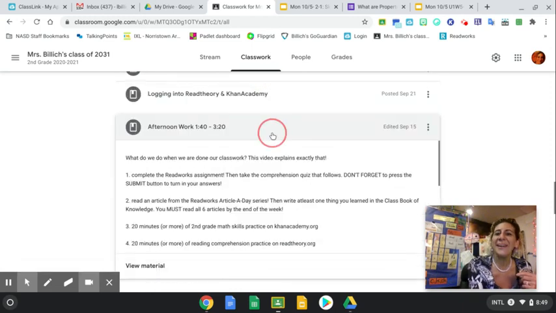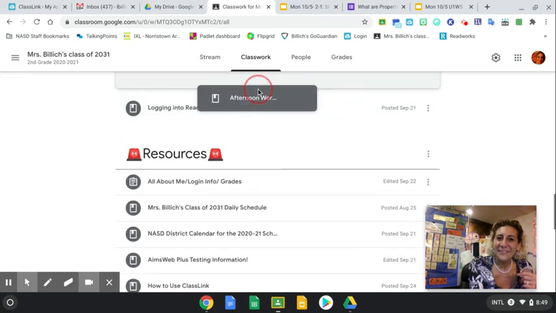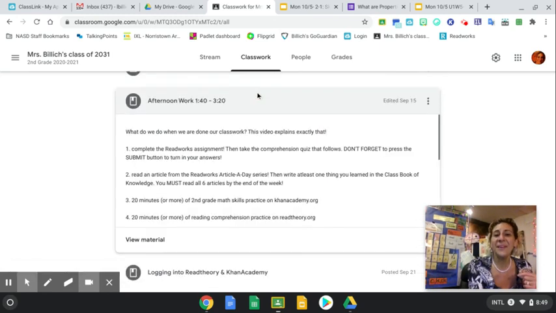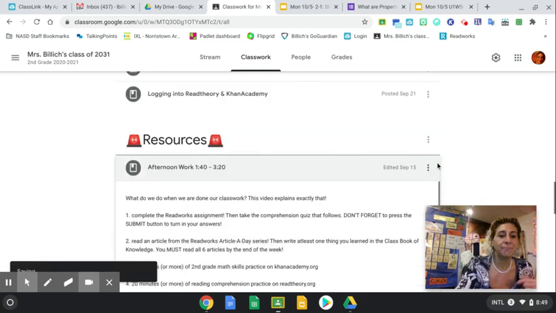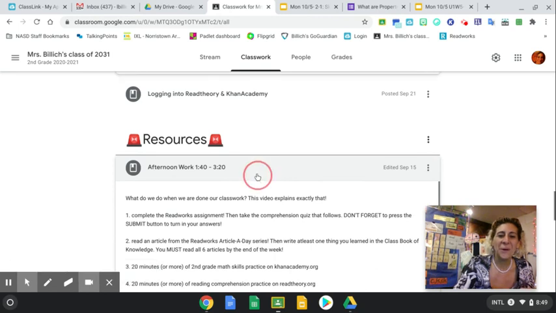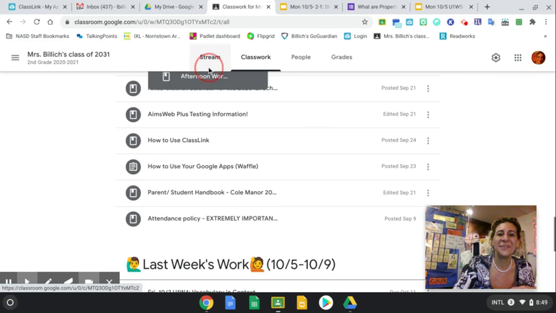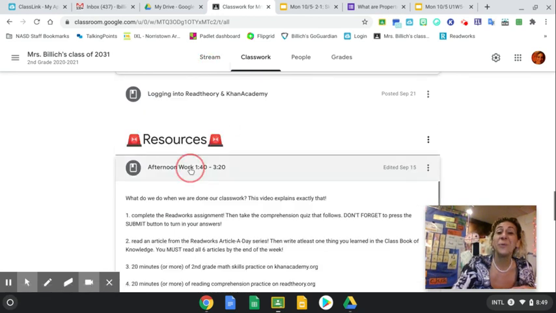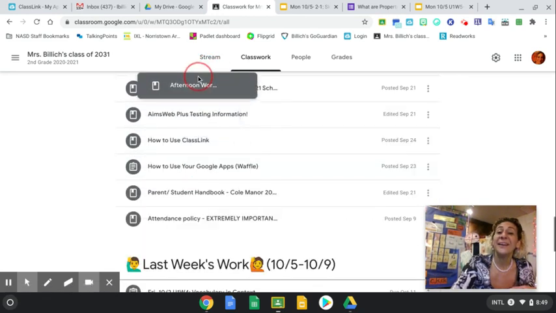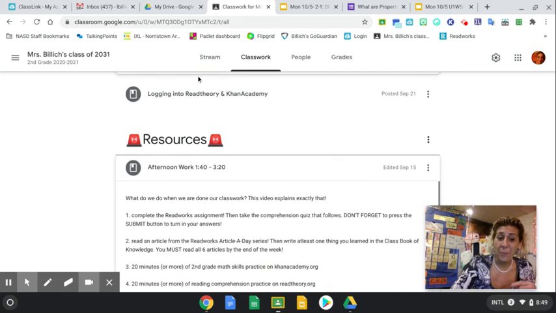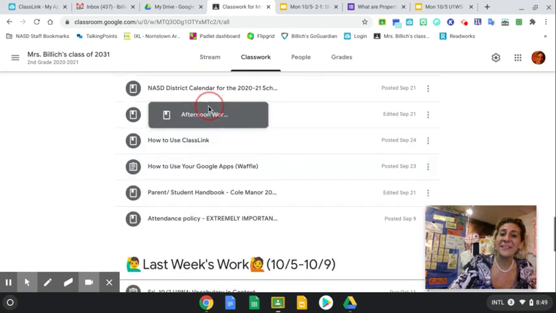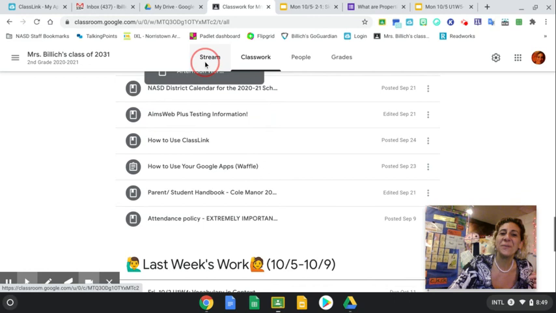On Khan Academy, and then 20 minutes on Read Theory, and 20 minutes on IXL. So hopefully they were able to get that done for their practice.